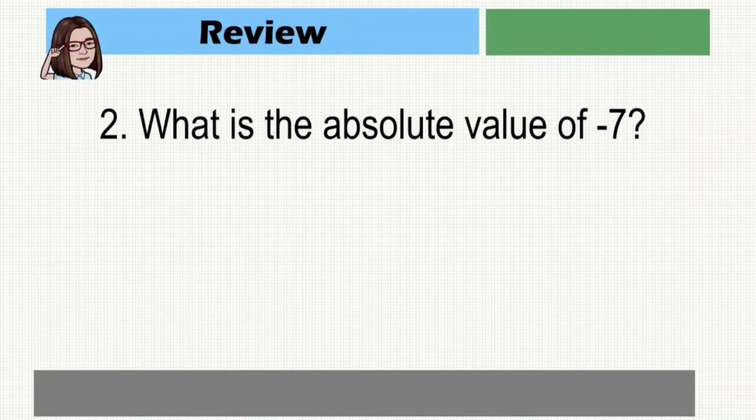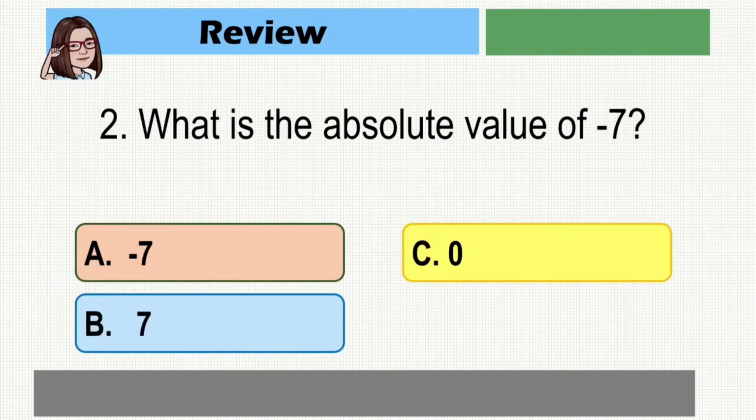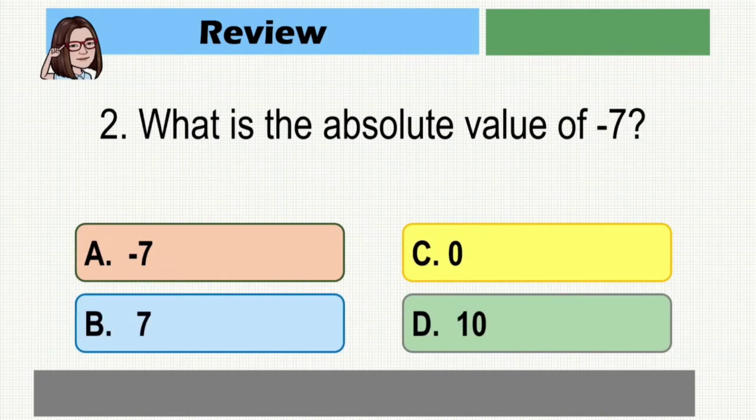Question number 2. What is the absolute value of negative 7? Is it A. Negative 7, B. 7, C. 0, or D. 10? And the answer is B. 7. Did you get it right? Good work.